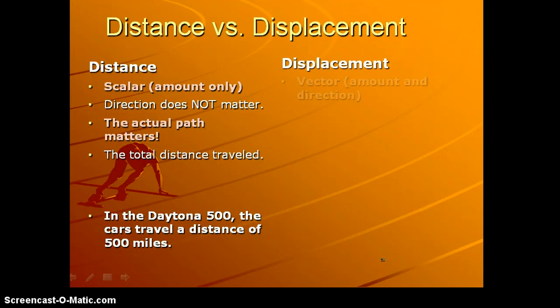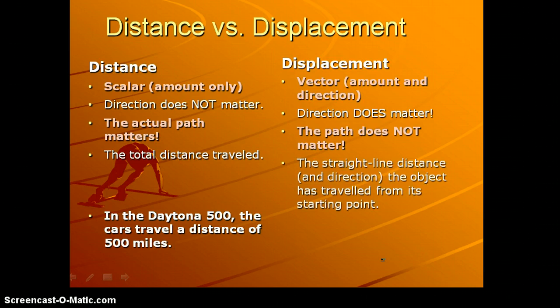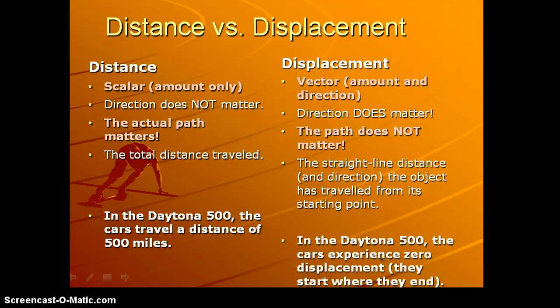Displacement is different in that it is a vector quantity, which is an amount and direction. Direction does matter. The path does not matter. We are looking at a straight line distance and direction that the object has traveled from its starting point. So from point A to point B, we're looking at the straight line path, not all the roads or turning or different things that you might have to do to get there. In this case, the Daytona 500, the cars will experience zero displacement because they start where they end. So point A and point B are the exact same spot, so they have zero displacement. They have ended up exactly where they started.